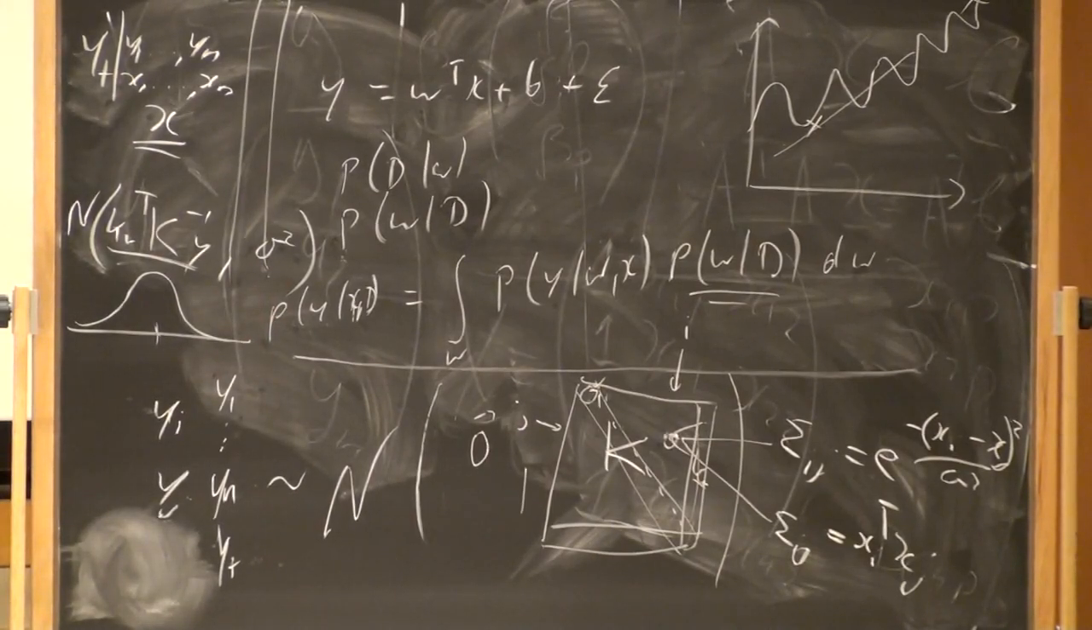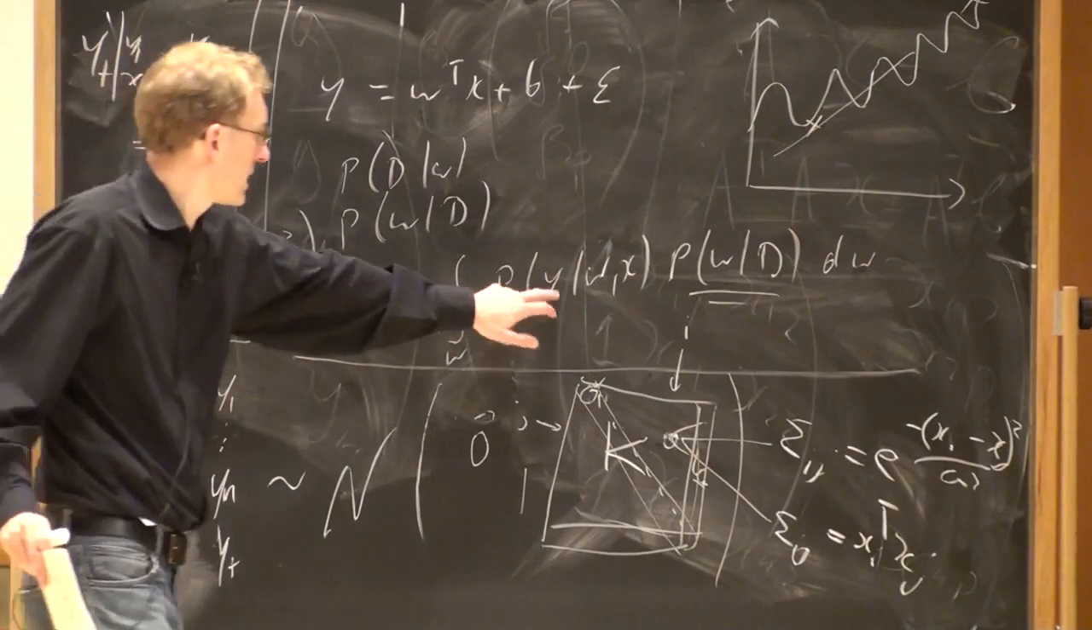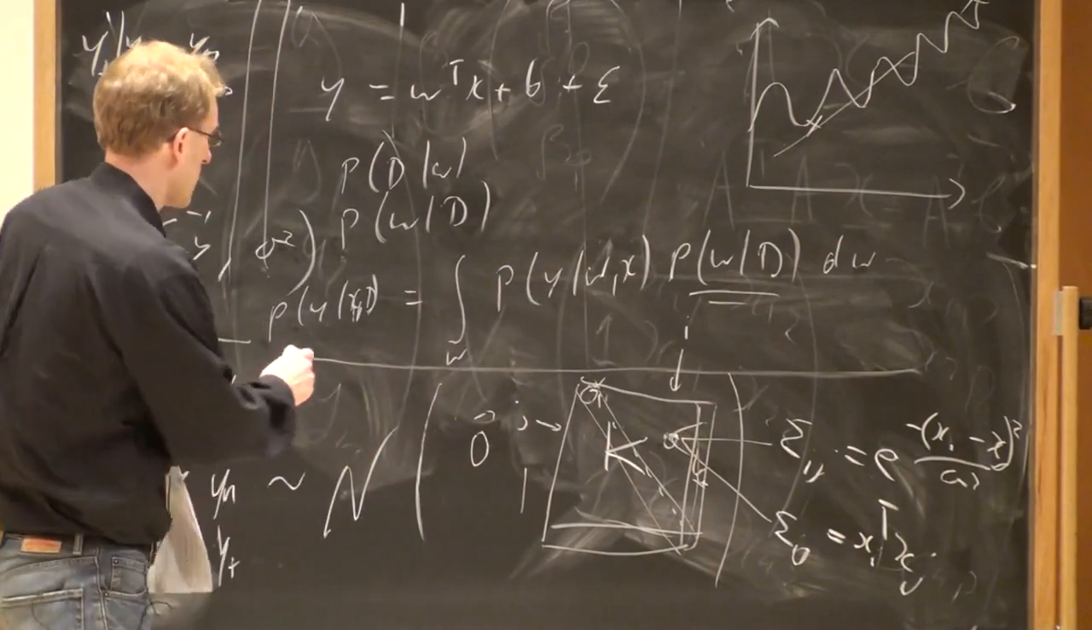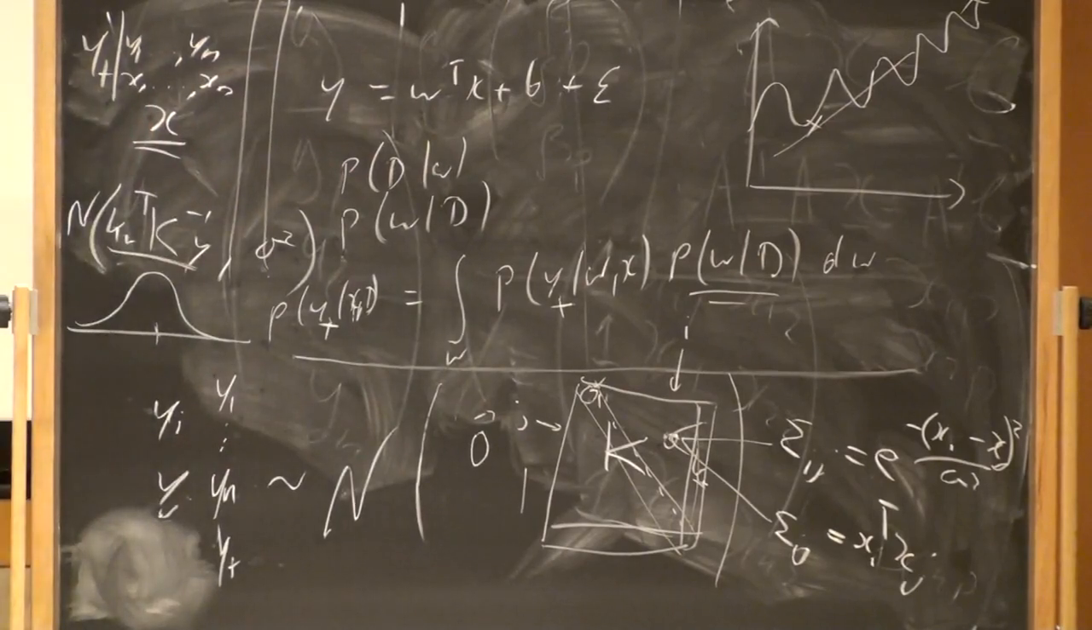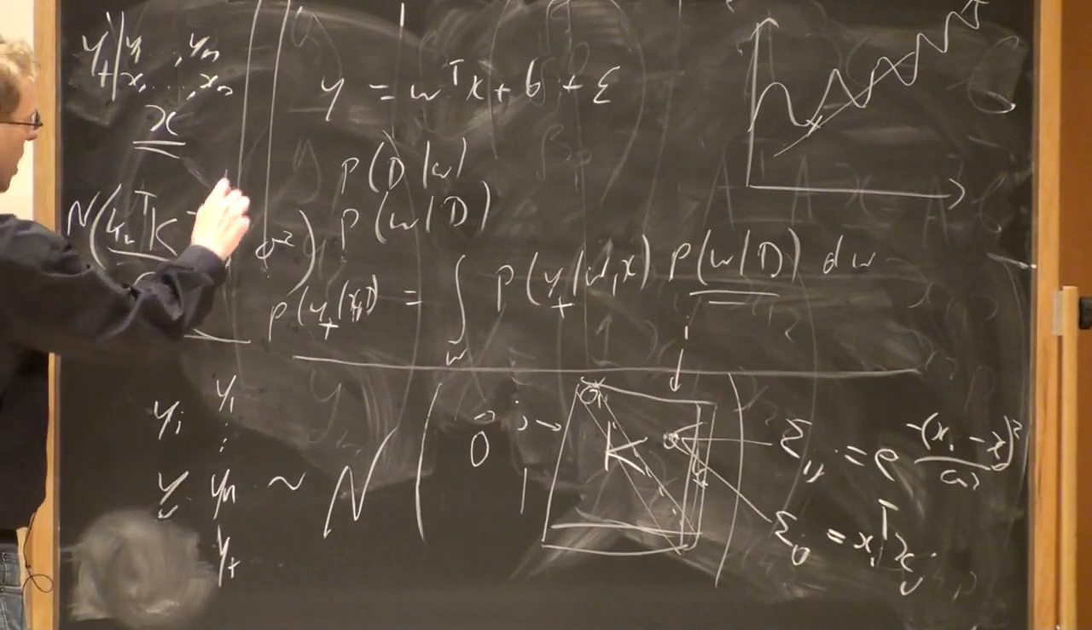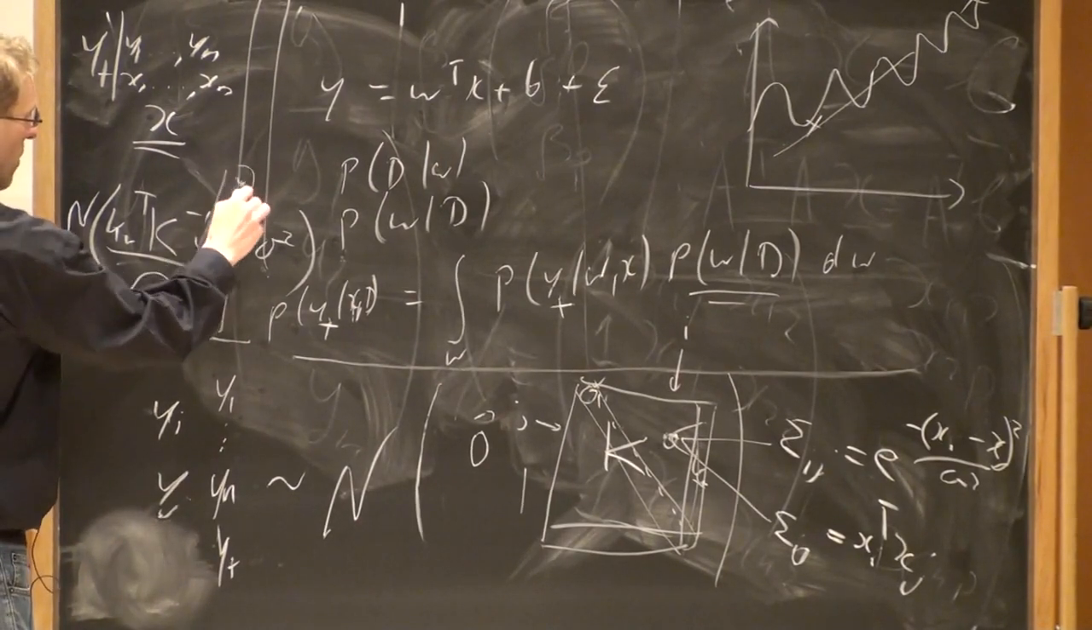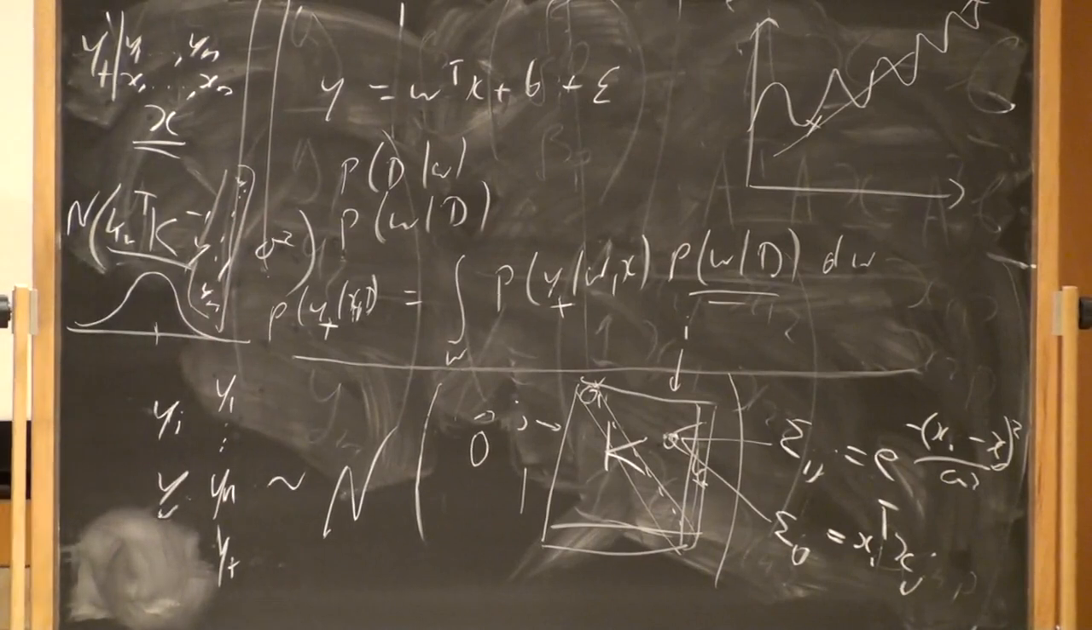Any questions about Gaussian processes? Yeah? What is the y without any subscripts? Where is it? Oh, I see. Yeah, this is my test point. Oh, I see. That's a long vector, y1 to yn. Yeah, good question.